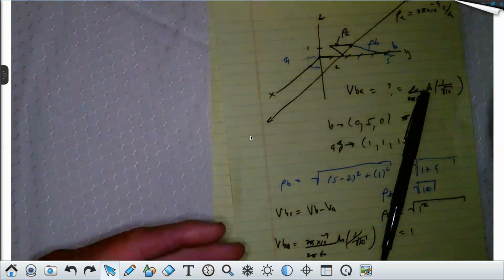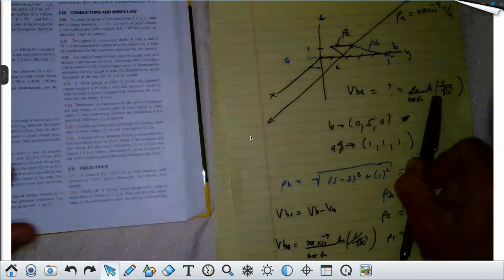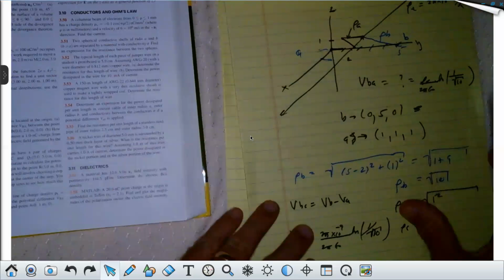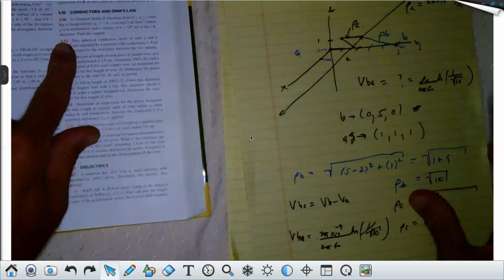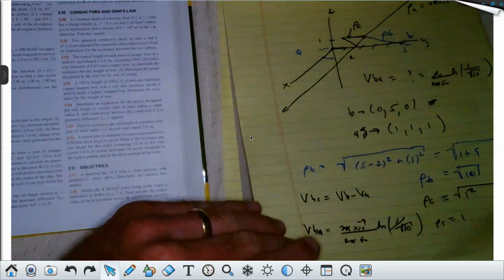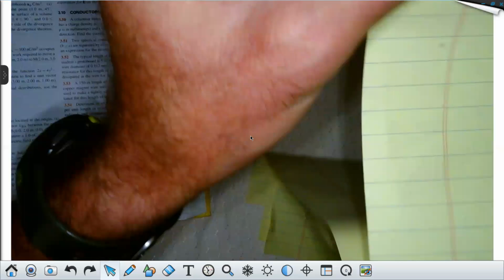So for this one, 351 right here, it says you got two spherical conducting shells with a conductivity sigma, find an expression for the resistance. Now this is a classic kind of problem. And I want to go ahead and do that one.